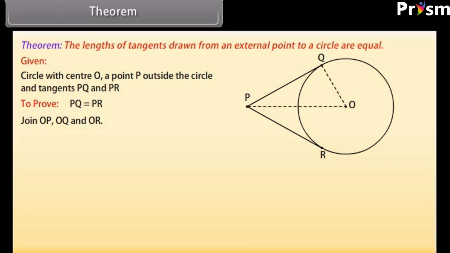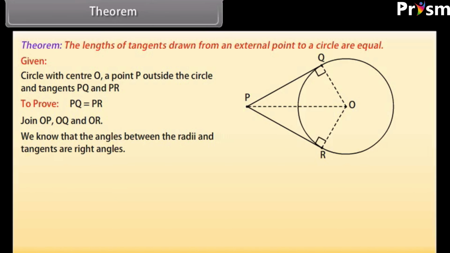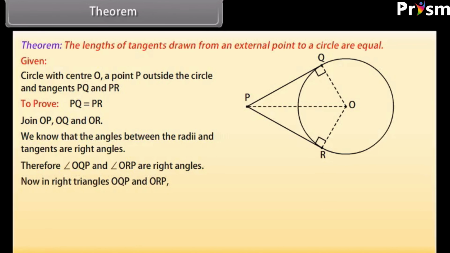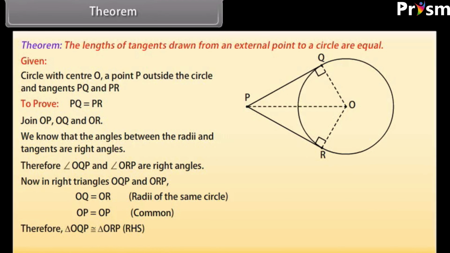Let's join OP, OQ, and OR. Now we know that the angles between the radii and tangents are right angles. Therefore, angle OQP and angle ORP are right angles. Now in right triangles OQP and ORP, OQ is equal to OR because these are the radii of the same circle. OP is equal to OP, common. Therefore, by RHS congruence rule, triangle OQP is congruent to triangle ORP. This gives PQ is equal to PR because corresponding parts of congruent triangles are always equal.